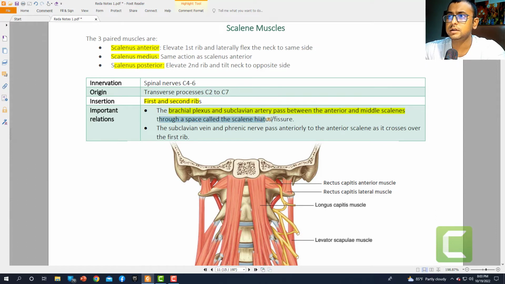This is called the scalene hiatus or fissure. In between the two muscles there is an area where the brachial plexus and subclavian artery go through. The subclavian vein and the phrenic nerve pass anterior to the scalenus anterior as it crosses over the first rib.